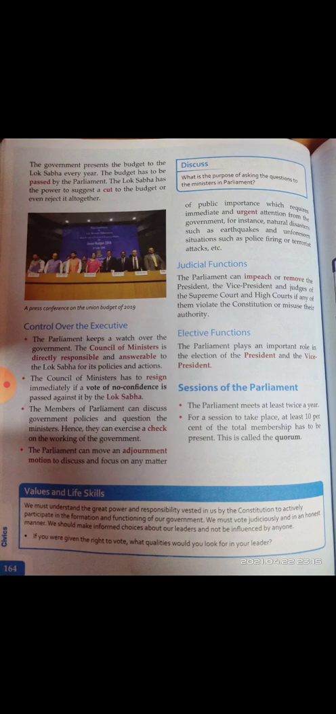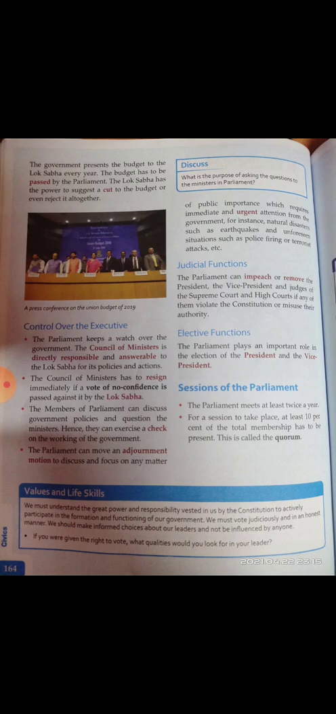As I was telling you, judicial functions: if the parliament finds that the judges of the Supreme Court, High Court or District Court are not using their power properly and not maintaining the code written in our constitution, not following the laws, then they can be impeached or removed from their position. Elective functions are also functions given to the parliament. The parliament plays an important role in the election of the president and the vice president. The parliament votes and decides.